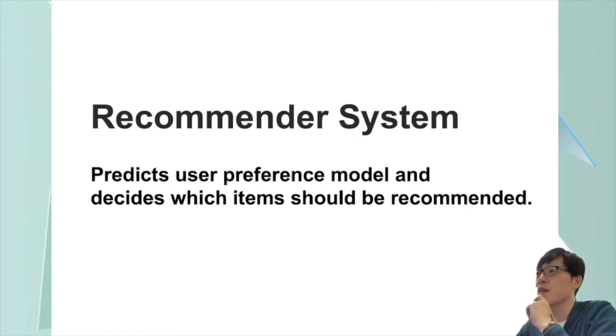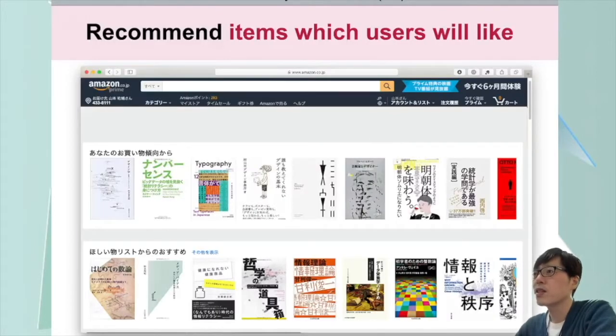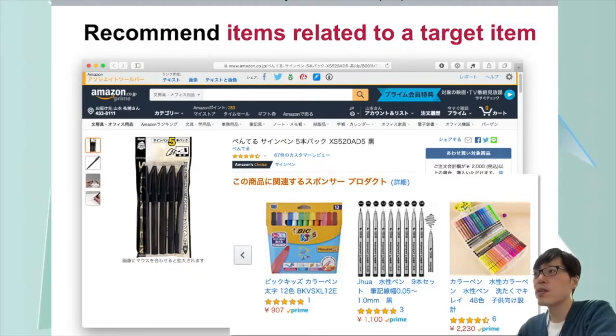The recommender systems are a technology to predict user preference model and determine which items should be recommended to users. So nowadays a lot of ICT vendors' services use the recommender systems. The most famous recommender systems user is Amazon. Amazon recommends the items which users will like. Here is my page on Amazon.com. Recommended items are listed to me here. I think that these items reflect my preference very well.